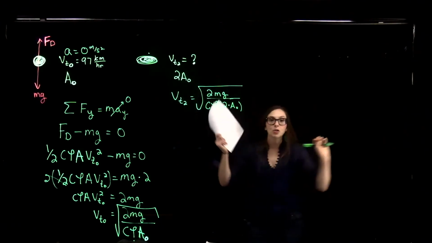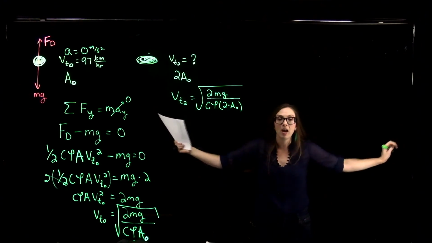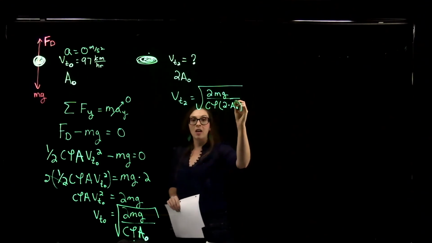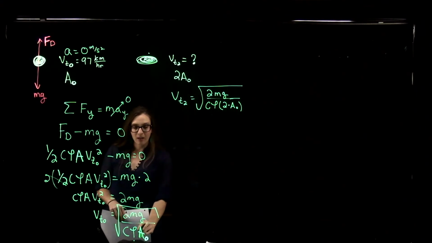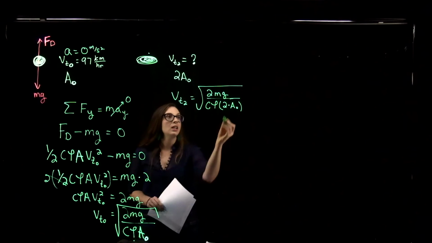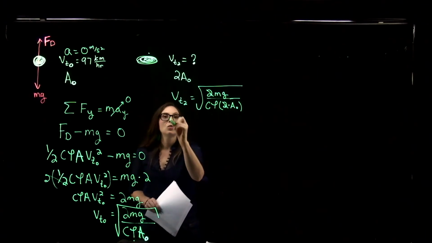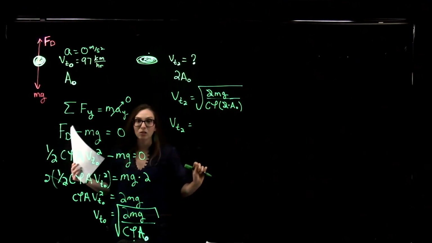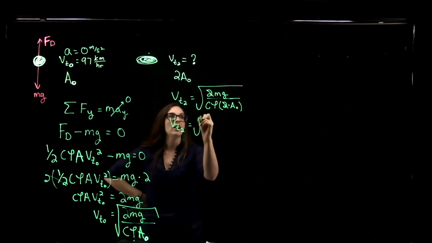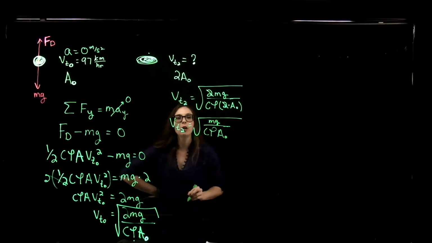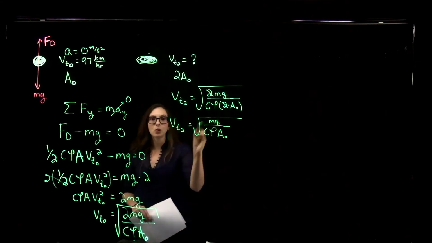Because our cat is going to stretch out, reach a new terminal velocity, and when it does that, it has twice the cross-sectional area that it did originally. So I just swap out here A naught for 2 times that original cross-sectional area. And then you see here that the 2 and the 2 cancel. So my terminal velocity when the cat stretches out to twice its original cross-sectional area is equal to the square root of mg over c rho A naught. Okay, a little bit different by a factor of the square root of 2.